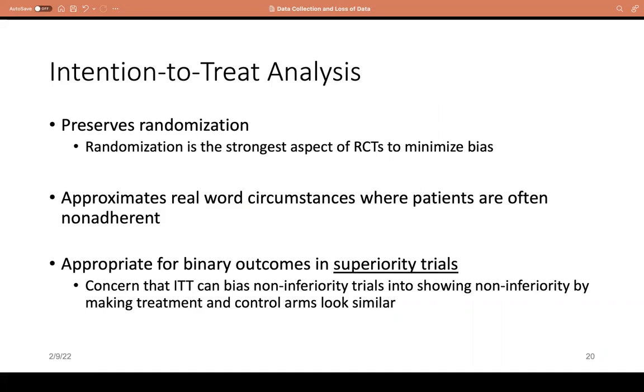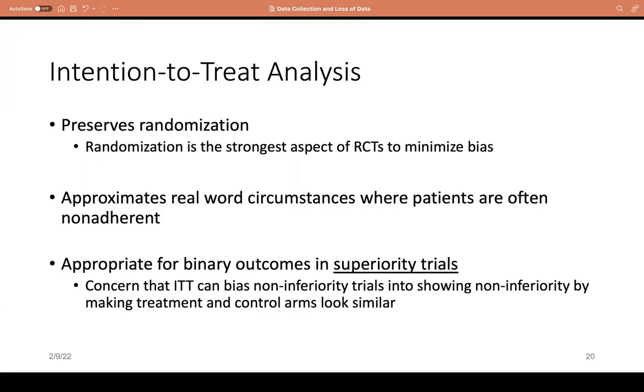Randomization is the single strongest aspect of the RCT to minimize bias. If you don't do intention to treat analysis, you are going to break randomization, and you are going to lose all the benefits of randomization. And then just some other practical reasons why intention to treat analysis makes sense, since it may not initially make sense, is that this actually approximates real world circumstances where patients are often non-adherent to their medications or to whatever treatment they're on.